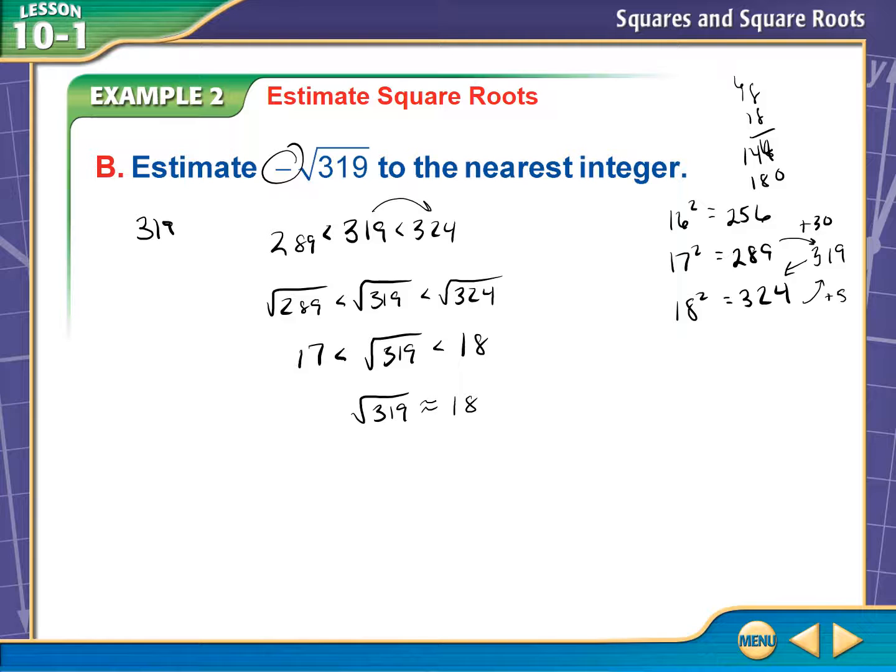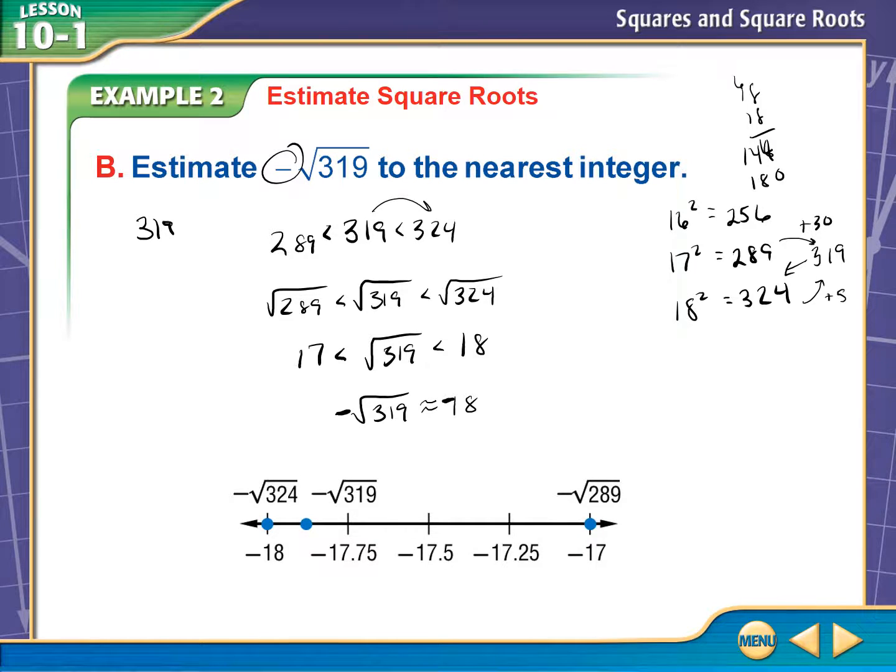But if you remember, what are we looking at? We're looking for the negative roots. So that means the negative root of 319 should be about negative 18. And if you want to look at it on a number line, it's the same idea, it's just reversed around, right? Negative 18 is the negative root of 324, and negative 319 is a lot closer to that than it is to negative 17. So the correct answer is negative 18.